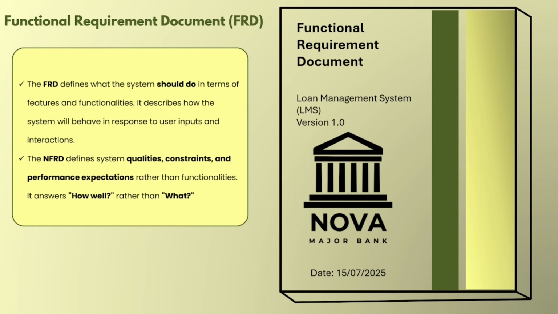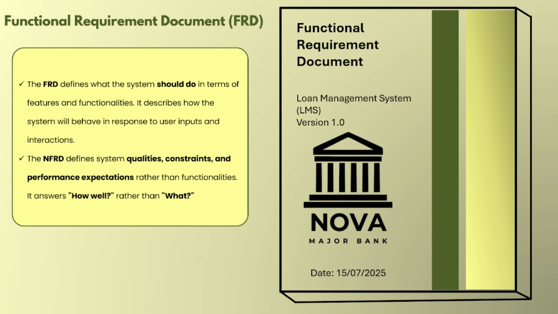Well, in functional requirement documents, we are focusing on what the system should actually do. Like what features it will have, what happens when a user clicks this or enters any data, and how the system responds accordingly. So think of it as describing the actions or behavior of the system.